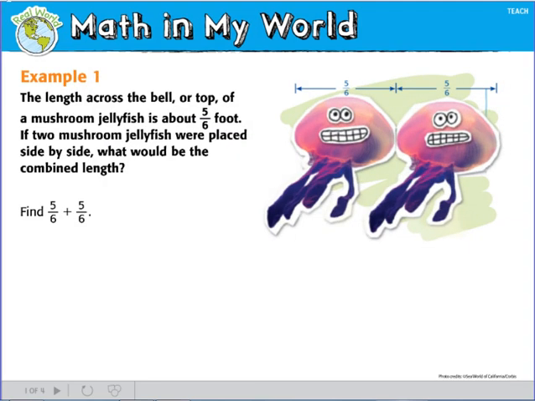So now that we've done what we're going to do, here's your examples that are in your book. I'll do the guided practice with you, and then you'll have some time to work on it in class. So, the length across the bell, I guess the jellyfish, they call the top part of it the bell. So the length across the bell is 5/6 of a foot. If 2 mushroom jellyfish were placed side by side, what would be the combined length?